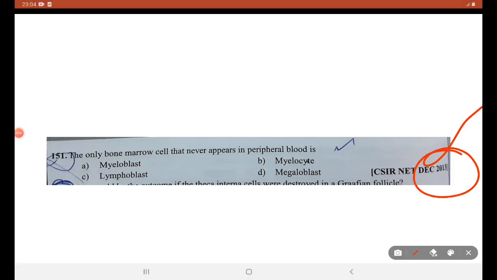December 2013. Only bone marrow cell that never appears in the peripheral blood.